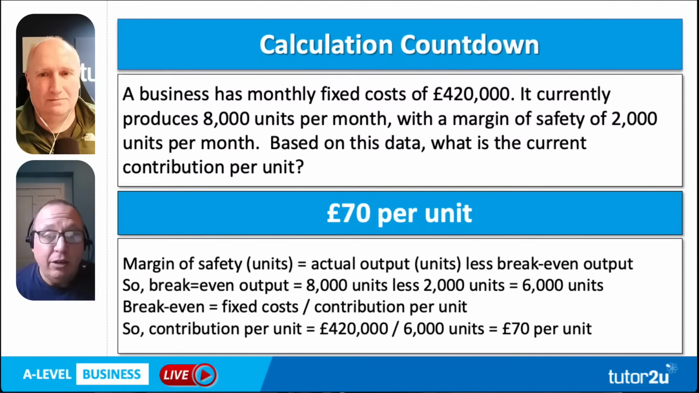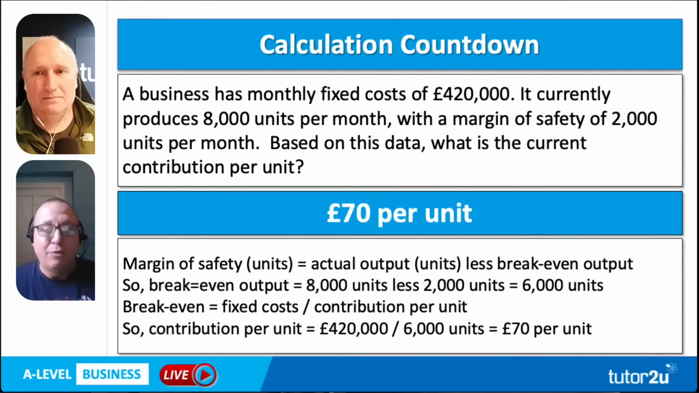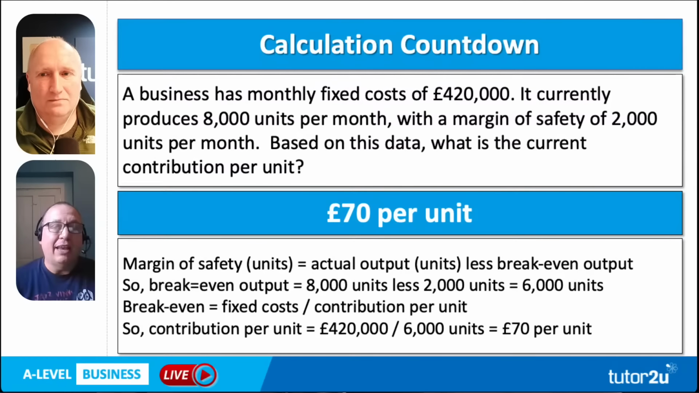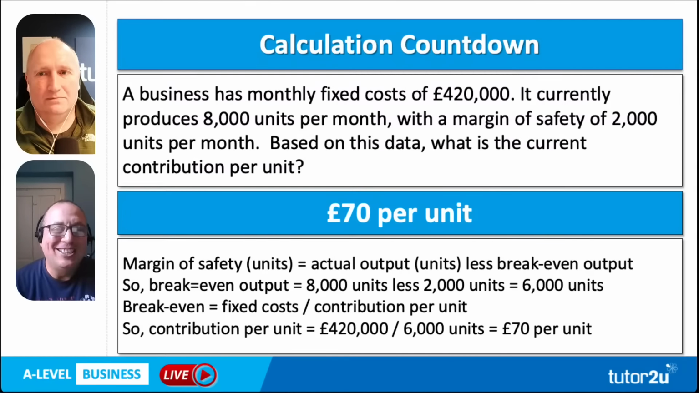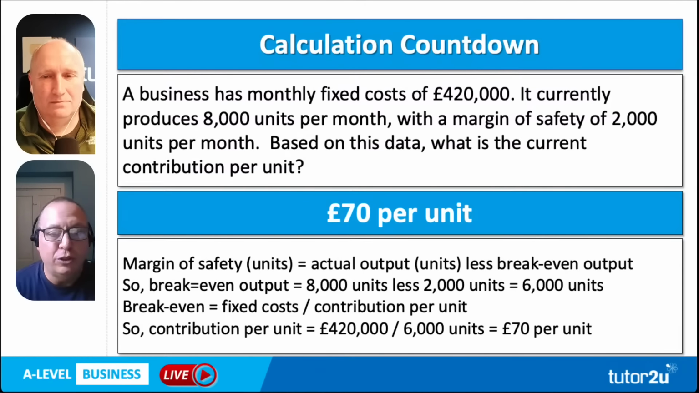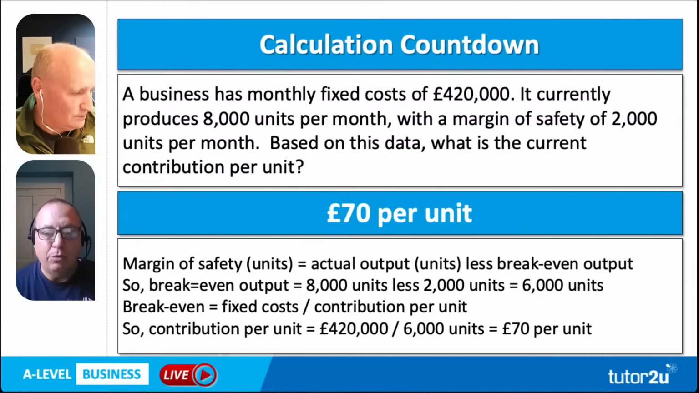So again, look at what we said today and yesterday. Formula, process, answer. We've got the formula for the margin of safety, which is actual output less the break-even output, which gives us a break-even output of 6,000 units. We know that because the business produces 8,000 units and its margin of safety is 2,000. So break-even must be 6,000 units. We know the break-even formula, fixed costs divided by contribution per unit. And therefore, the fixed costs divided by the 6,000 units gives us £70 per unit.